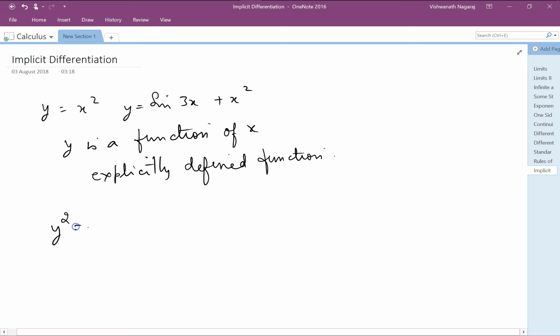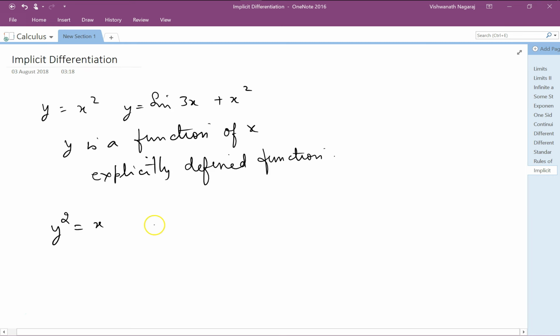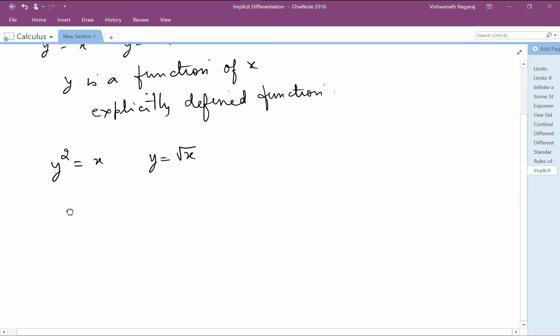y square equal to x. Now of course we can convert this into an explicit one. Say y is equal to square root of x. Perfectly fine. But there might be functions like this where y is all mixed up within x's. Say 5x square minus 7xy square plus 8y cube equal to a square.